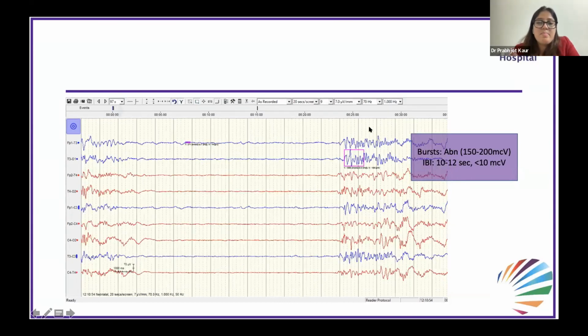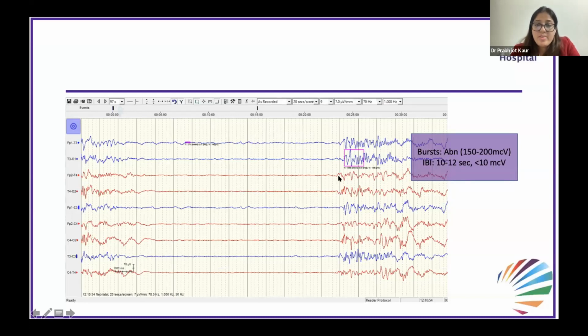So this is a compressed view of the EEG. This one section shows 1 second. We have this one epoch of the EEG. These are the areas of the bursts. This is a burst of activity, and this is an interburst interval.